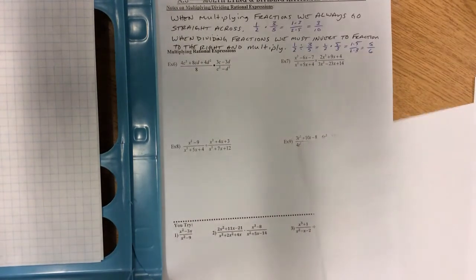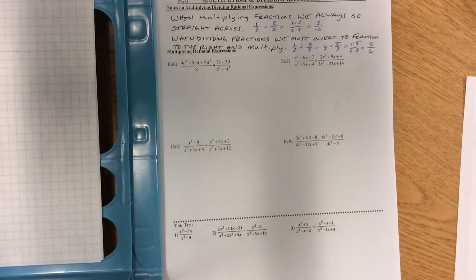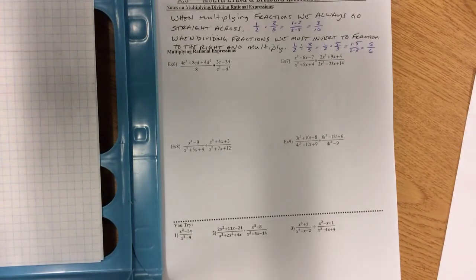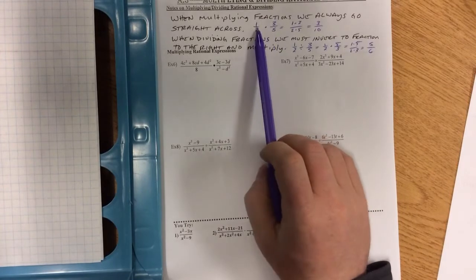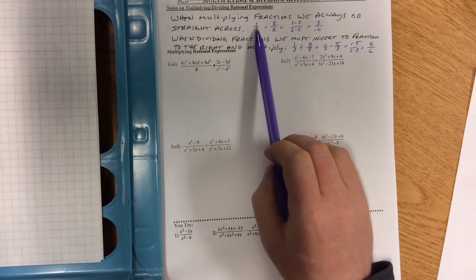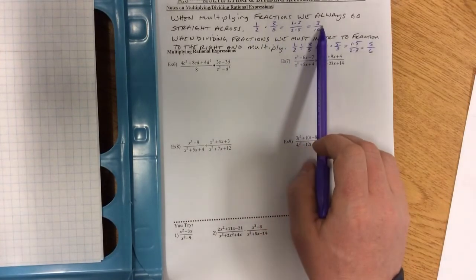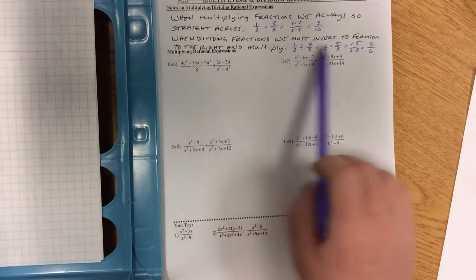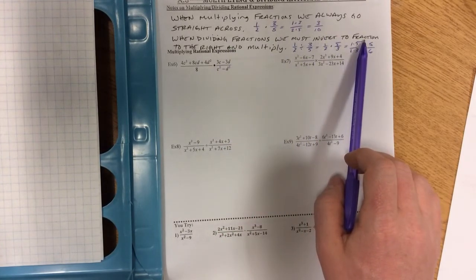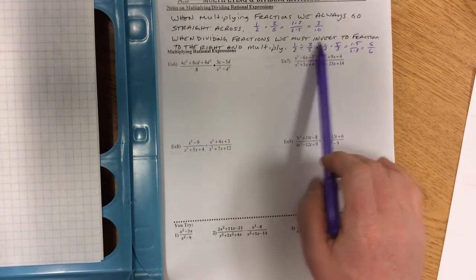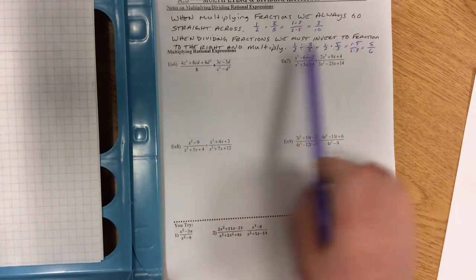All right, next one, multiplying. When we're multiplying, the big thing we do is we need to multiply fractions straight across. So half times 3/5 is 1 times 3, 2 times 5 gives you 3 over 10. When dividing, we must first invert the fraction and then multiply. We're not going to invert both fractions, just the one to the right, and then we multiply.